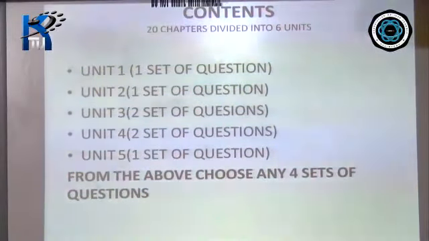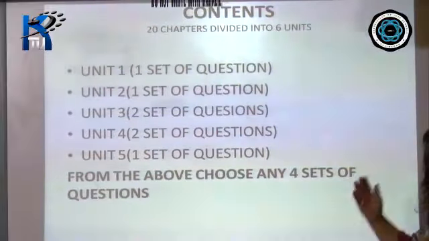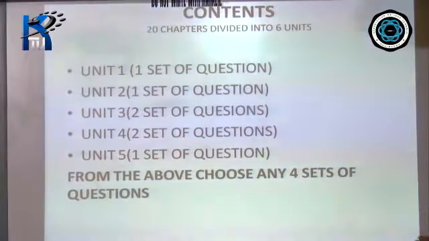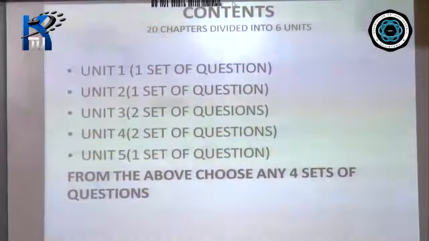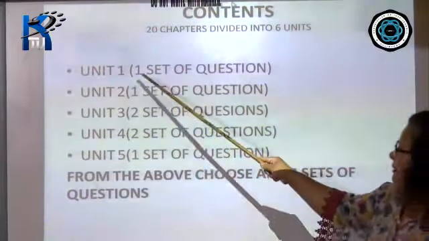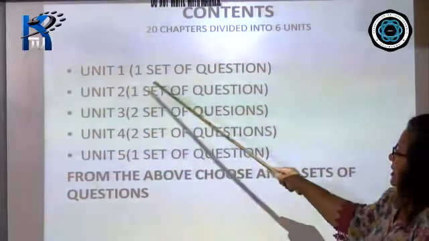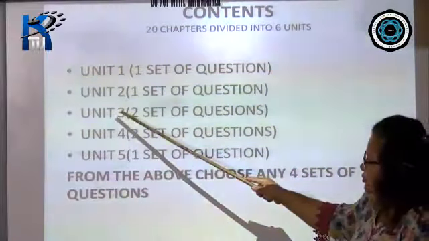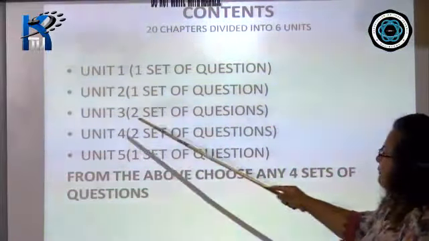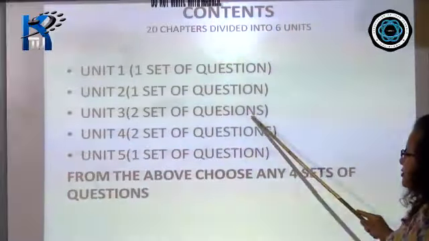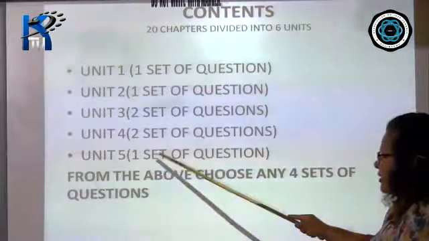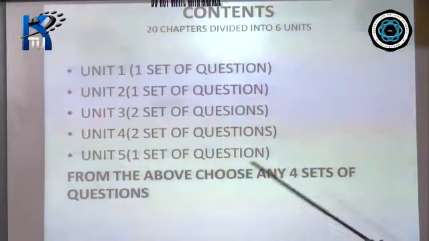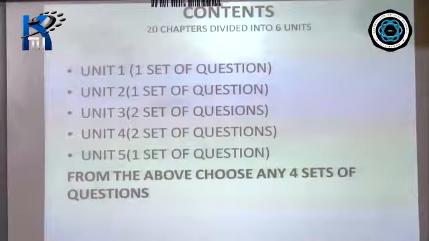I'll be doing it unit wise later, showing which chapters are in each unit, but let me just tell you that the 20 chapters have been divided into 6 units. From unit 1 you'll get 1 set of questions. From unit 2 you'll get 1 set. From unit 3 you get 2 sets. From unit 4 you'll get 2 sets, and from unit 5 you get 1 set. From the above, choose any 4 sets of questions.